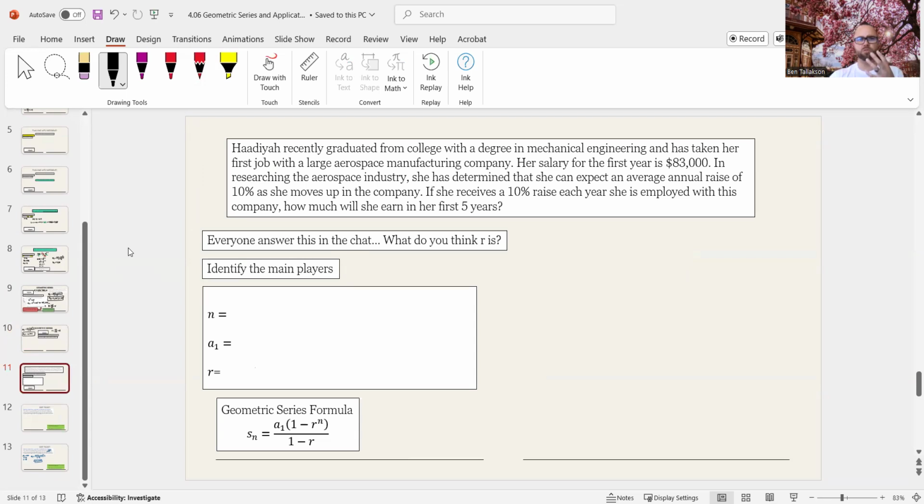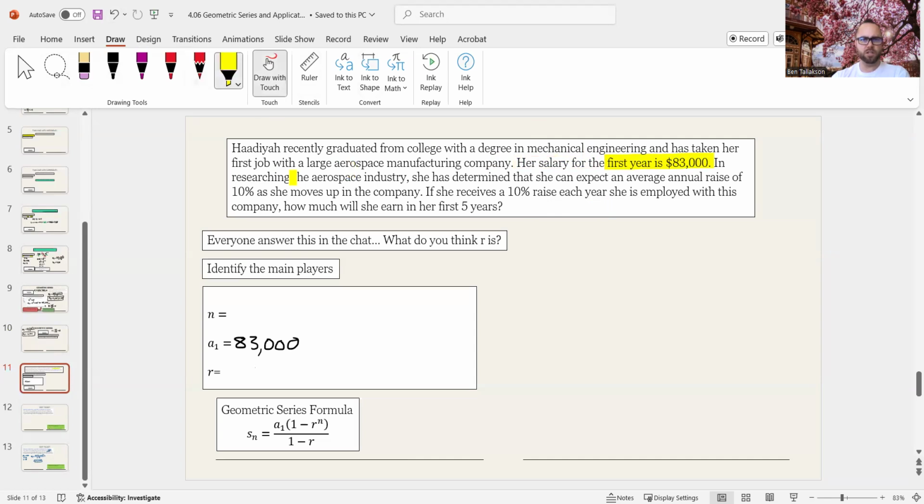Remember, one of our goals was real life situation problems, and here we go. Hadaya recently graduated from college with a degree in mechanical engineering. Good for her. And has taken her first job with a large aerospace manufacturing company. Her salary for the first year is 83,000. What do you think that represents? It's the first value, the first year. That is A sub 1.